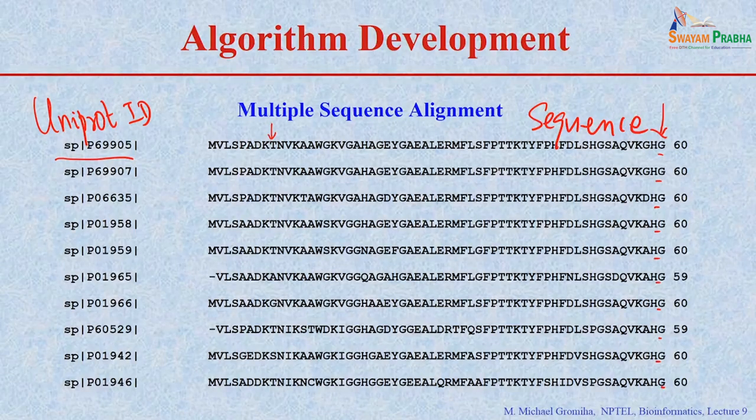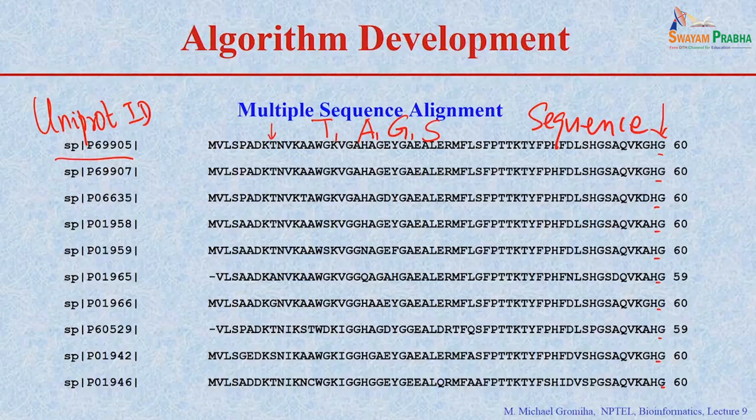If you look at this position, 1, 2, 3, 4, 5, 6, 7, 8, 9, is this position variable or conserved? It is variable, and we can also see conserved. If you see this position, what are the preferences of amino acid residues at this position? T, A, G, S. But if you look into all the 10 sequences, most of them have the same residue.